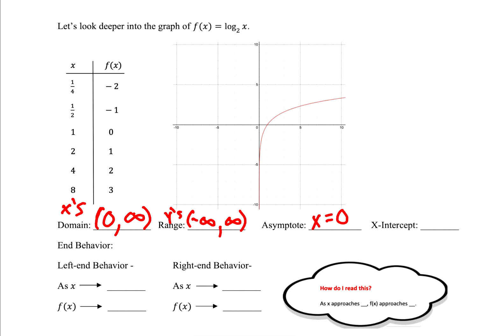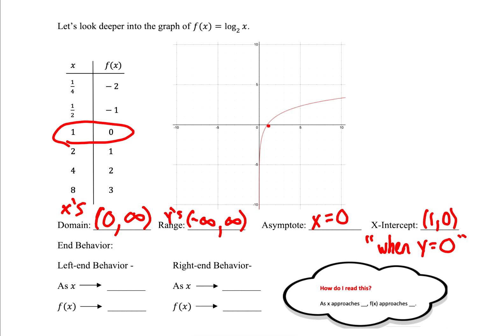And the x-intercept, remember the x-intercept is where it crosses the x-axis, and this is important. That's when the y is equal to 0, where it crosses the x-axis. So that point is right here, and you can also look at the table. It has the point here. It's when the y or f of x is 0, so that would be 1, 0.